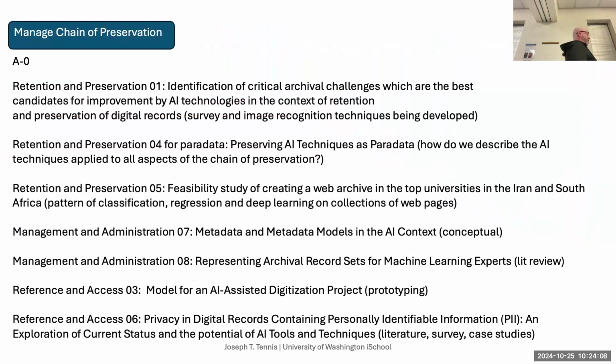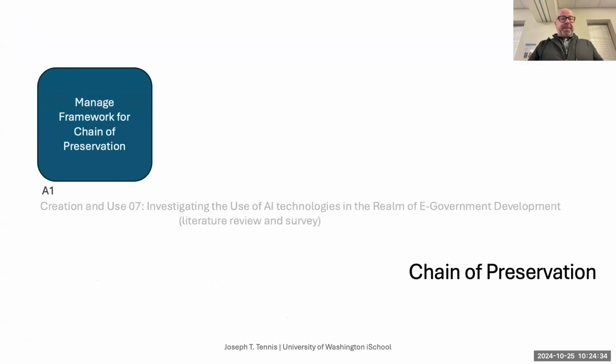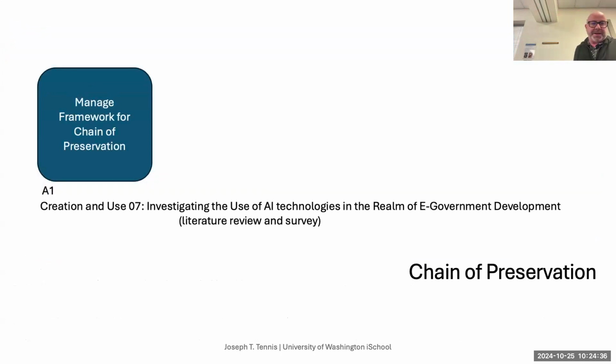So here are the actually enumerated names of the studies at the top level. These are the ones that don't seem to hang off of any particular joint or articulation in the chain of preservation. You can see there, most of them either take the entire life cycle into account, or they're not actually focused on a particular subsection of the chain of preservation. And then back to this. So under the first one, manage, investigating the use of AI technologies in the realm of e-government development is a literature review and survey. Oh, I should go back actually. Let me do this real quick.